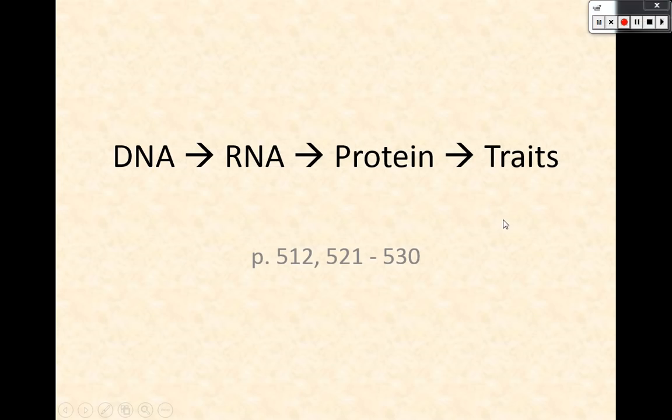These are notes on how the DNA of your cells becomes the traits that you see. Later we'll talk a little bit about the role environment plays in the traits you see and how it interacts with your genes, but for right now we're just going to stick within the cell. So a brief outline would be DNA to RNA to protein to traits.